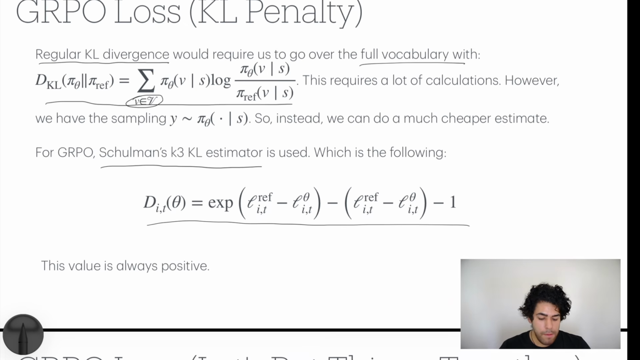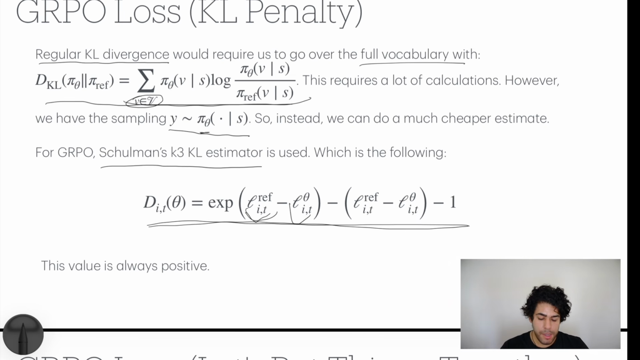So in reality, we already have a sample. We already have a y that we sampled from our current policy. So instead of going all over this, we can do a much cheaper estimate. There may be many estimates to do this, but for GRPO, Schulman's K3 KL estimator is used, which is this guy. And as you can see, we are using the log probabilities in this estimate as well, which we already calculated in the beginning. So this is why we also calculated the log probabilities for the reference.